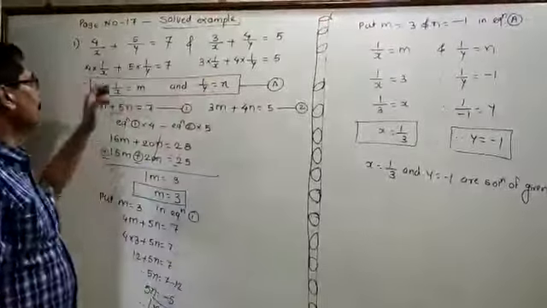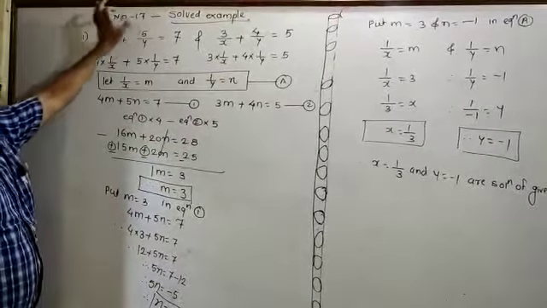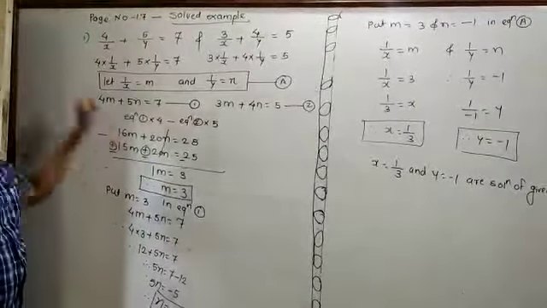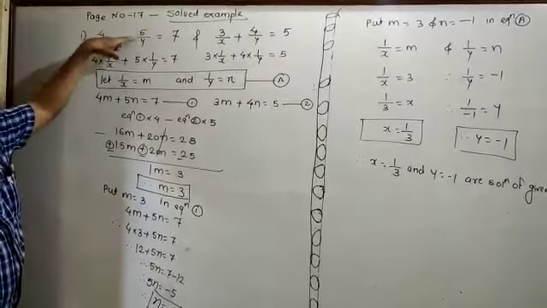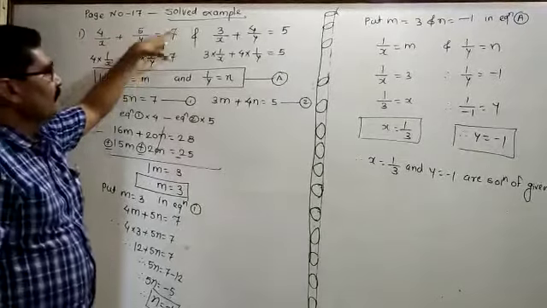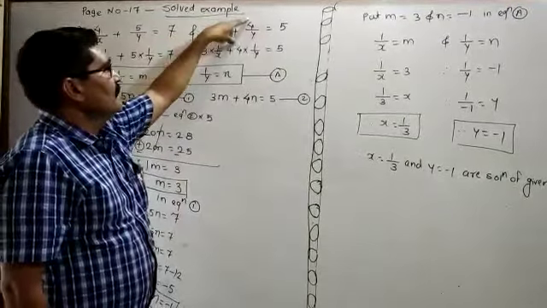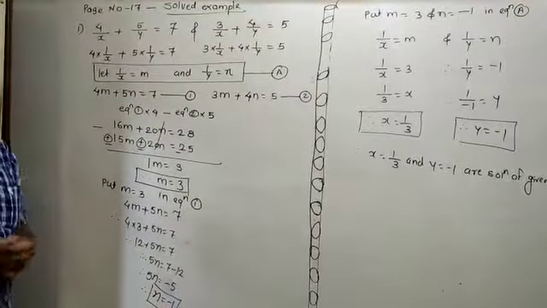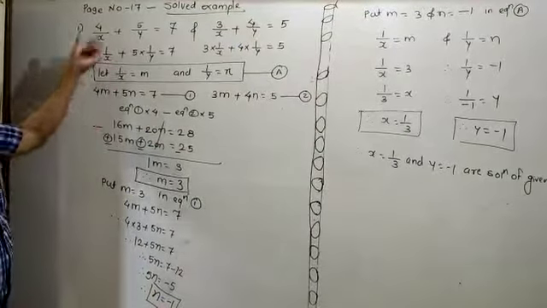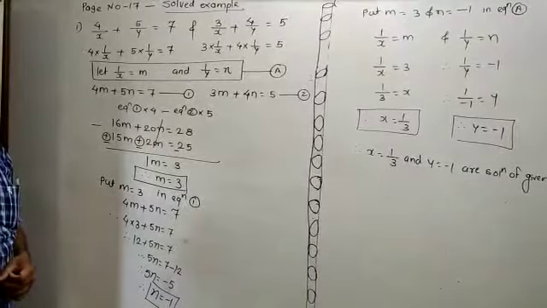You have to start with page number 17, solve example. First example is 4 upon x plus 5 upon y is equal to 7 and 3 upon x plus 4 upon y is equal to 5. These equations are given, so you have to convert this equation in the form ax plus by is equal to c.